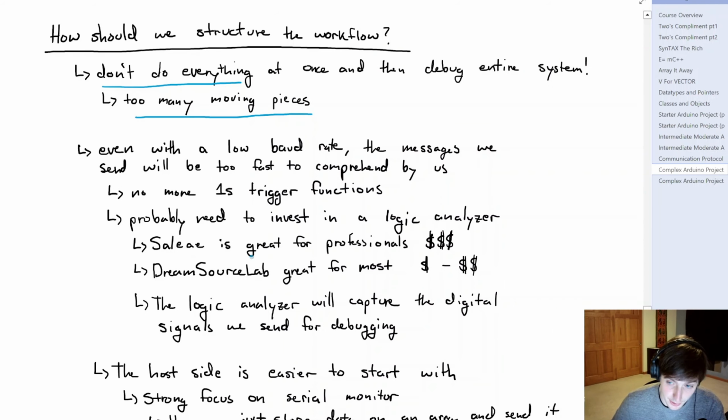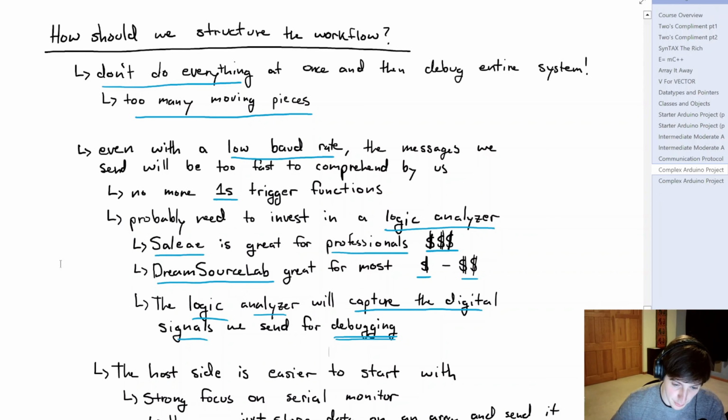Now, something that we're actually going to run into as an issue is sending this data. Because even at a relatively low baud rate, messages that we send are going to be way too fast for us to comprehend. And if you're going to be using Arduinos for serial communication, you probably need to invest in a logic analyzer. So if you're going to invest in one of these logic analyzers, then we can move on to structuring the workflow for each of the Arduinos.